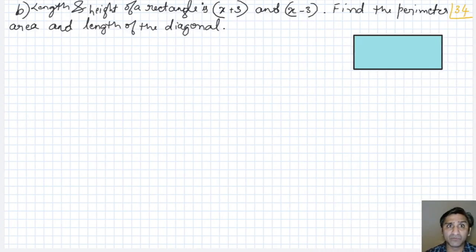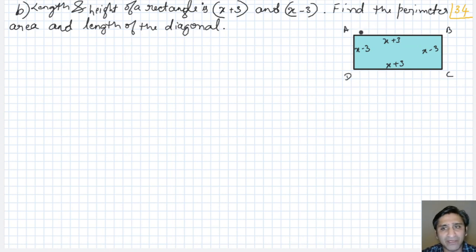So the next problem is also a word problem. Length and height of a rectangle are x plus 3 and x minus 3. So let's write x plus 3 for the length, and x minus 3 for the height. I can name this as A, B, C, and D for simplicity. And what are we supposed to calculate? Find the perimeter, area, and length of the diagonal.